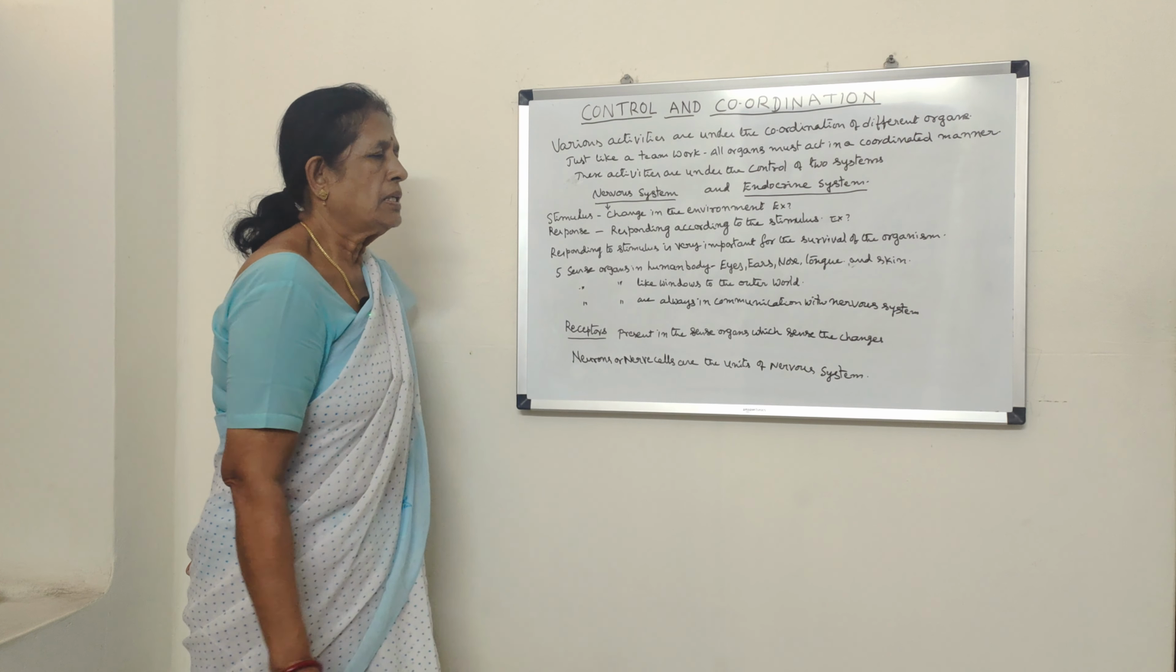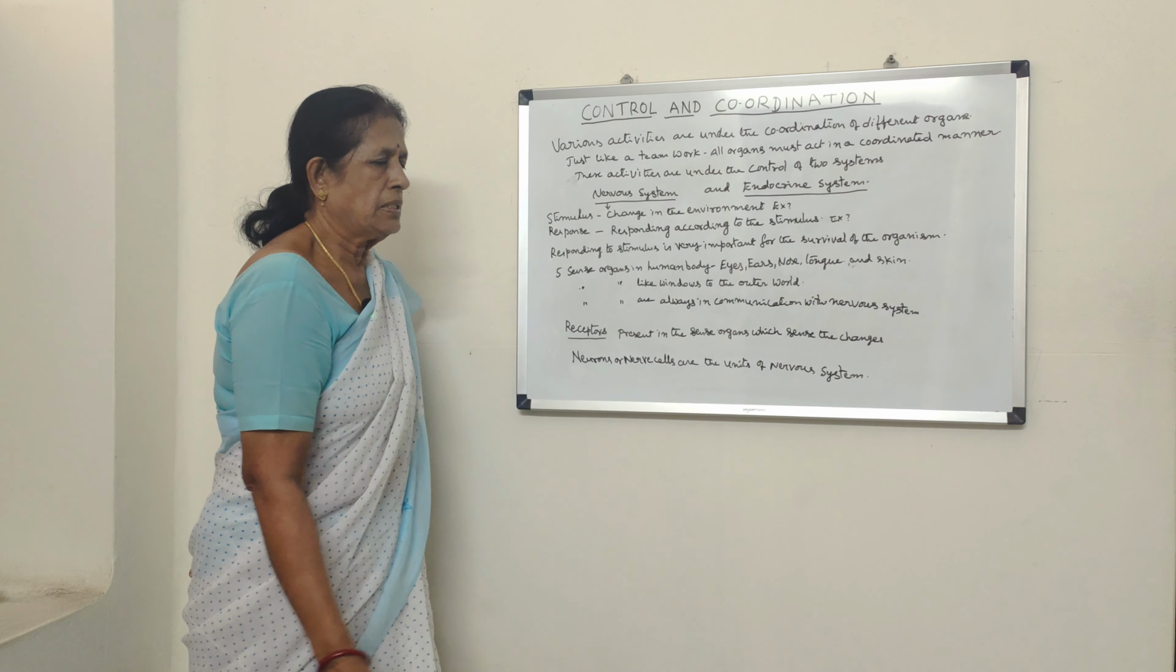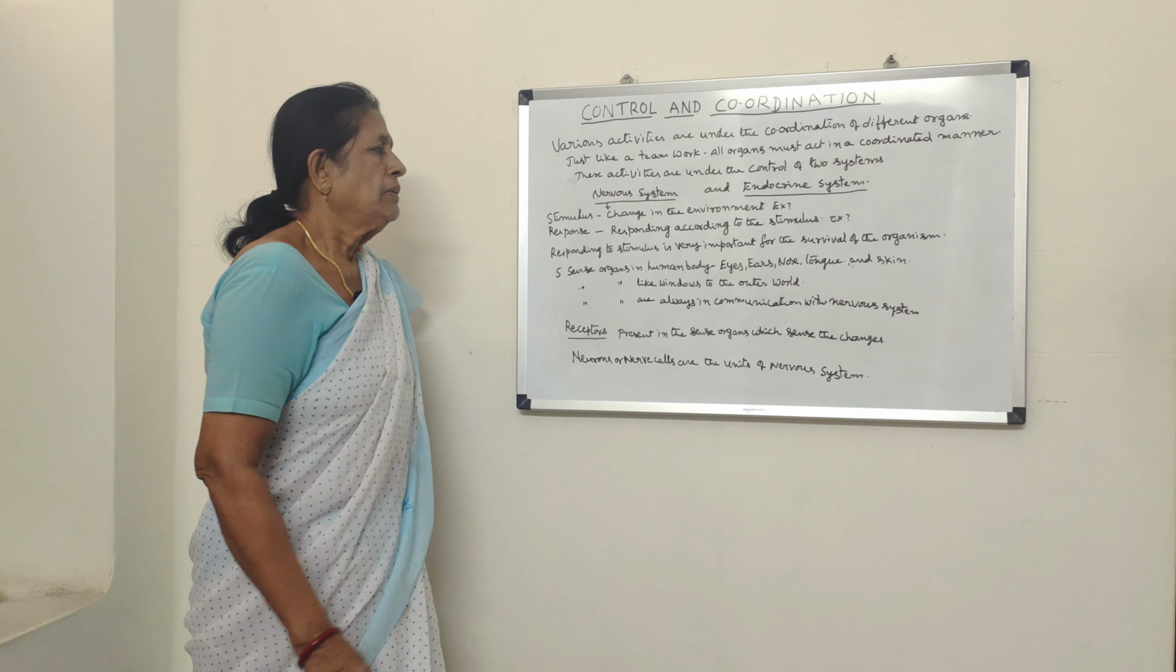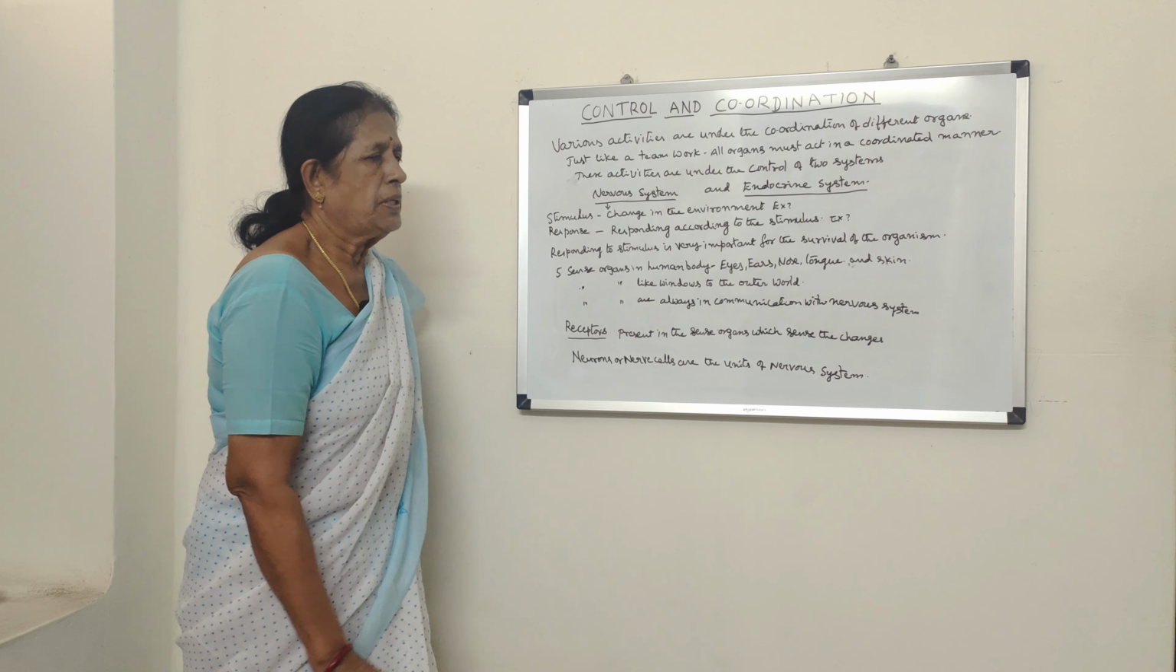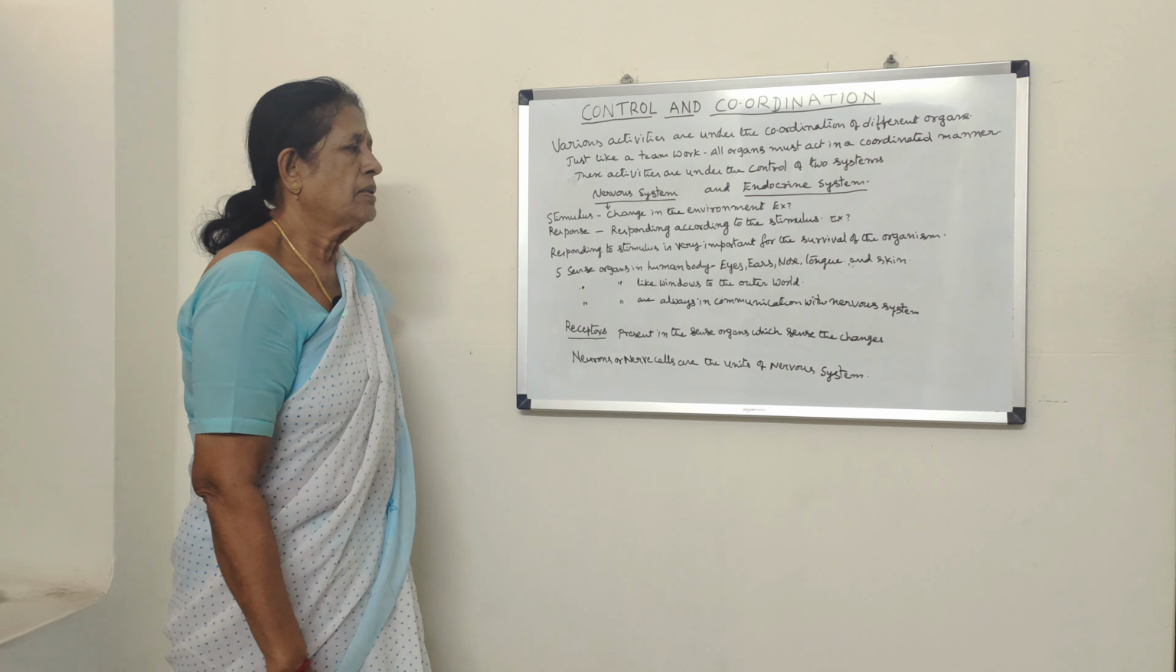First of all, let us know certain terms. So, what is a stimulus? First, a stimulus is a change in the environment. And response. What is a response? According to the stimulus, the living organisms respond. So, responding according to the stimulus is called a response.